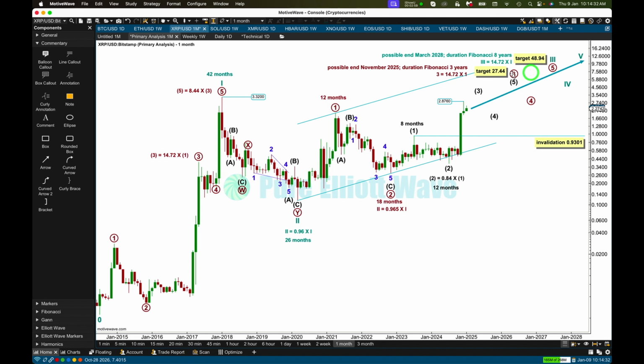If primary 3 exhibits a Fibonacci 3 years in duration, it will end November this year. If cycle 3 lasts a Fibonacci 8 years, it'll end in March 2028. As we get closer toward the ends of these waves, as the Elliott wave structure gets closer toward completion, these numbers, the price targets, and the time expectations may very well change. You can narrow it down as you get more and more data and you get closer to the end.